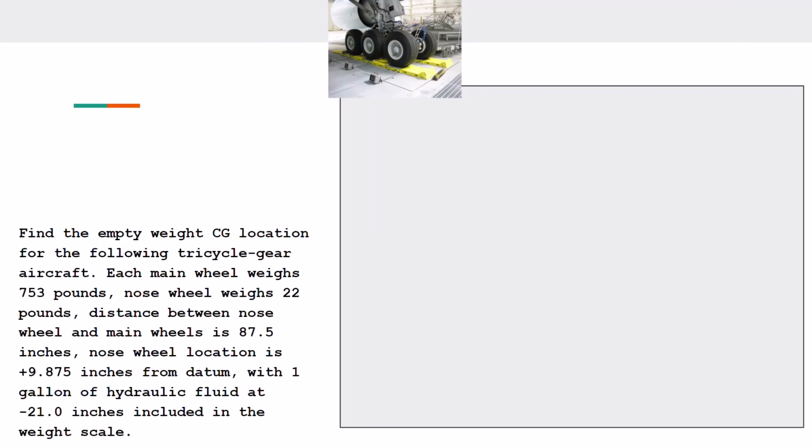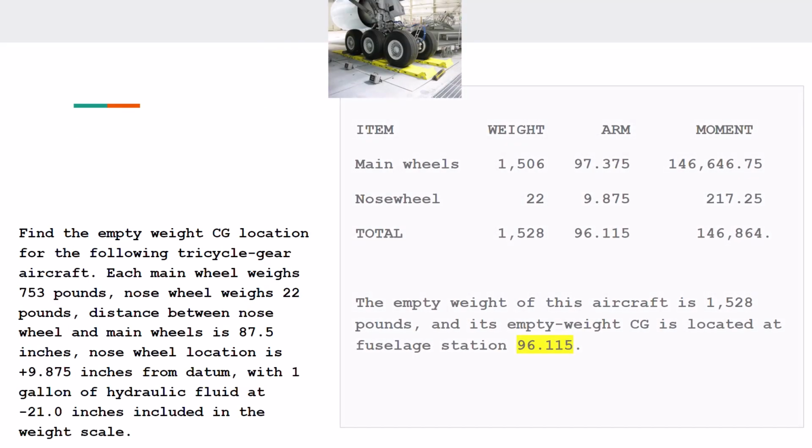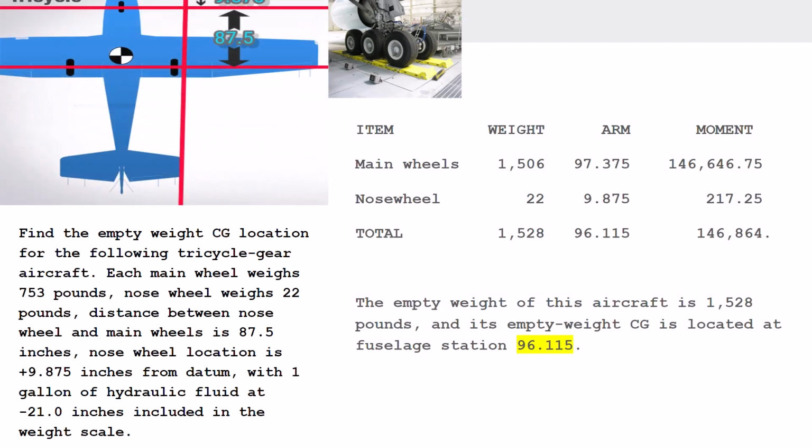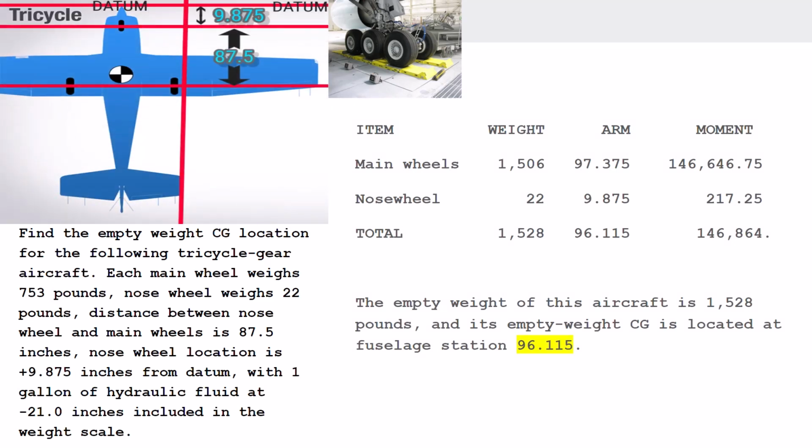Find the empty weight CG location for the following tricycle gear aircraft. Each main wheel weighs 753 pounds. Nose wheel weighs 22 pounds. Distance between nose wheel and main wheels is 87.5 inches. The nose wheel location is 9.875 inches from the datum, with 1 gallon of hydraulic fluid at station -21 included in the weight scale.